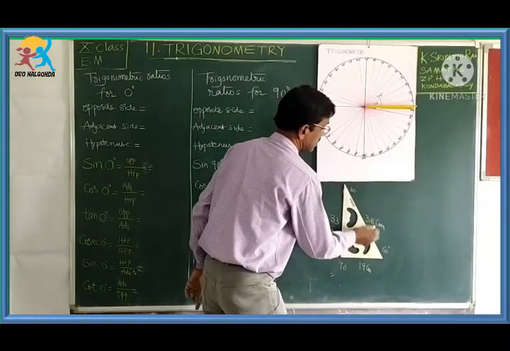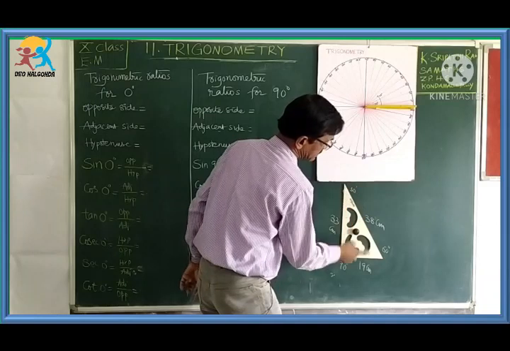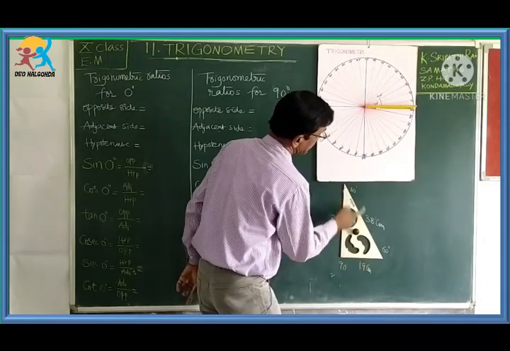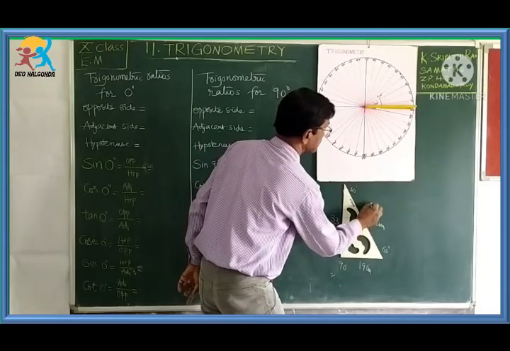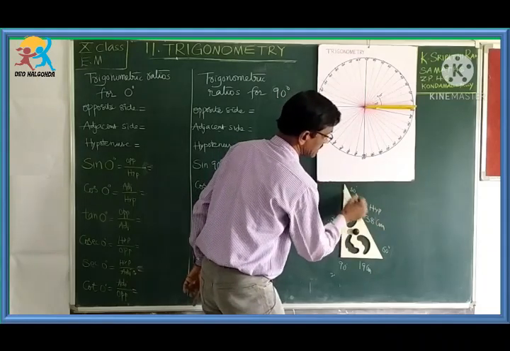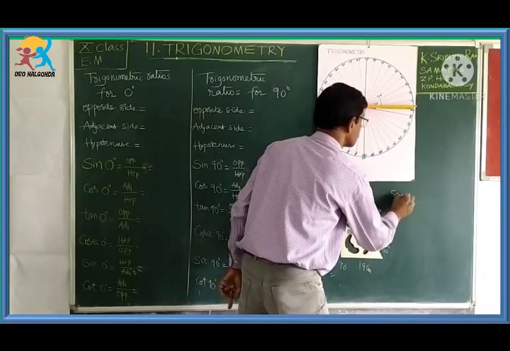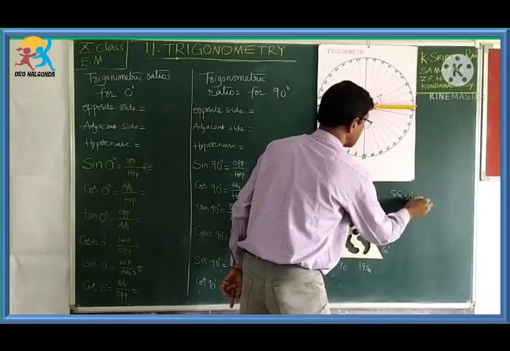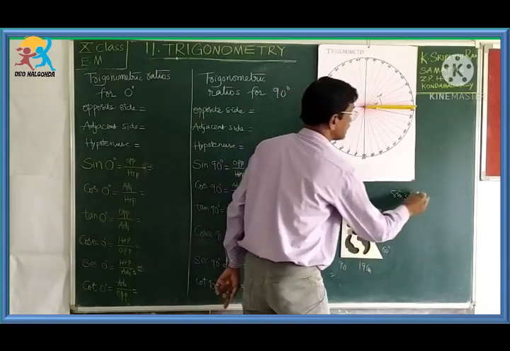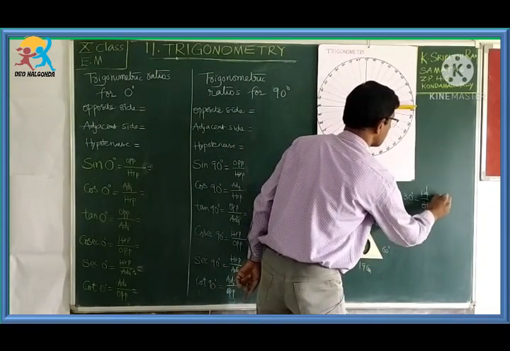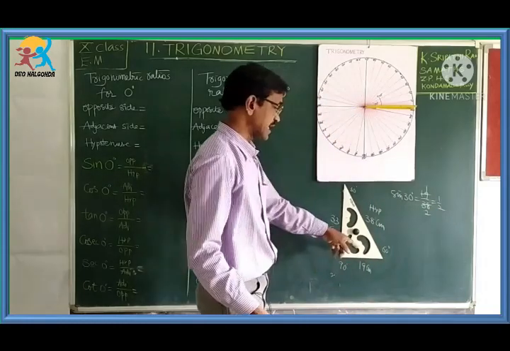When the side opposite to 30 degrees is 19, the hypotenuse is 38. If we take sin 30, that is opposite side by hypotenuse, 19 by 38. 19 ones are 19, 19 twos are 38, so you will get the value 1 by 2.